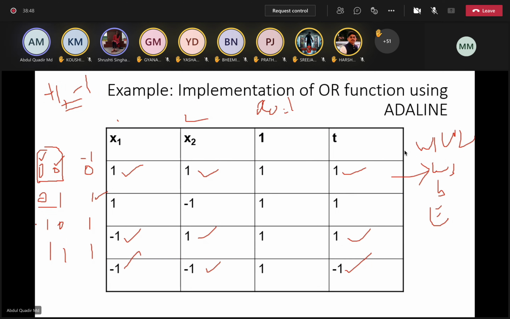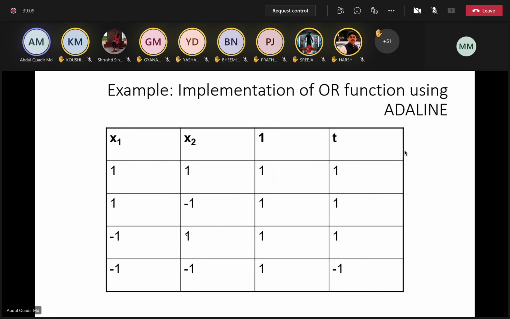Yes, sir. So 1 and minus 1, right? And 1, right? So 1 and minus 1 and 1, right? 1, 1 and 1, right? That's all. Any doubts? No. Thank you, sir.